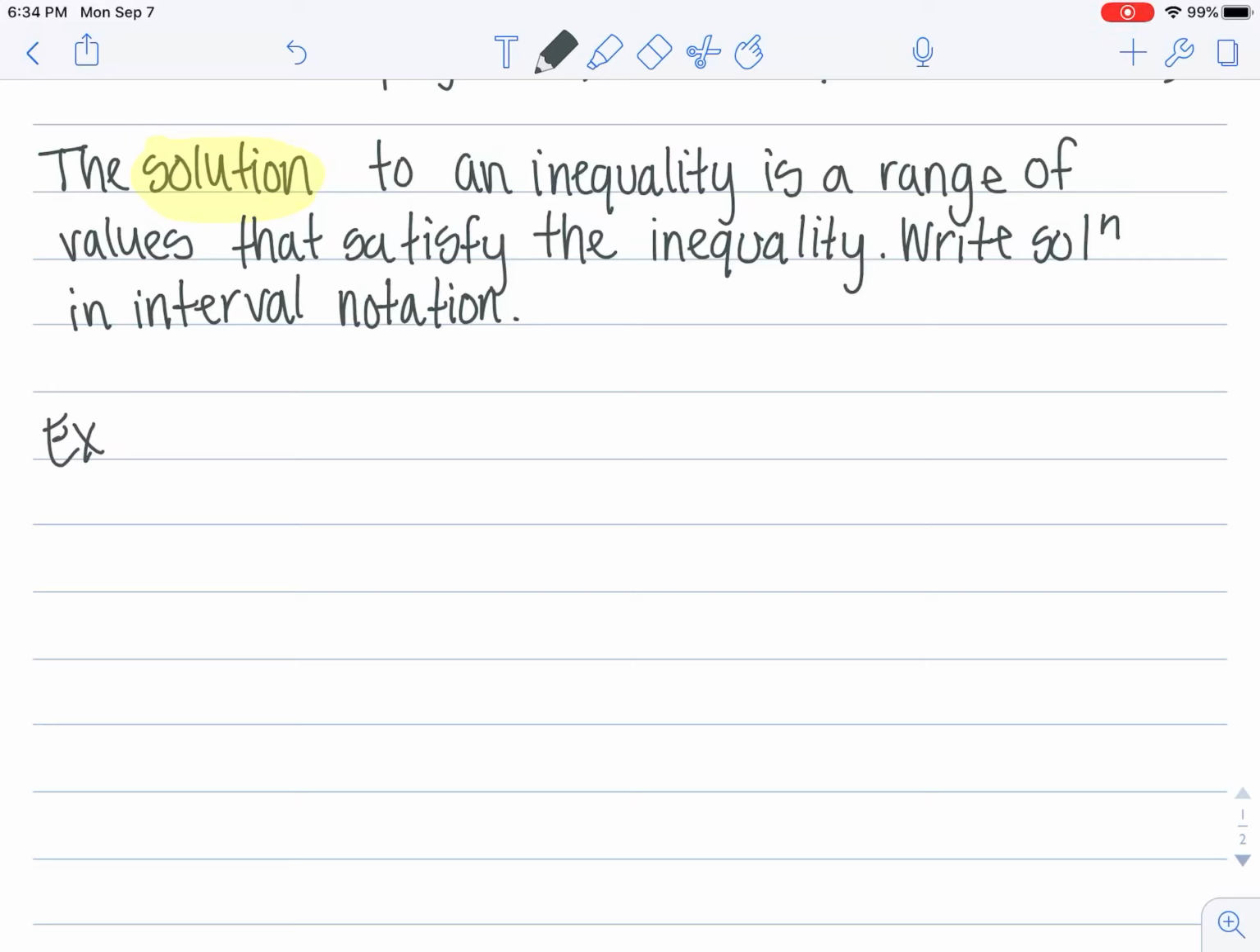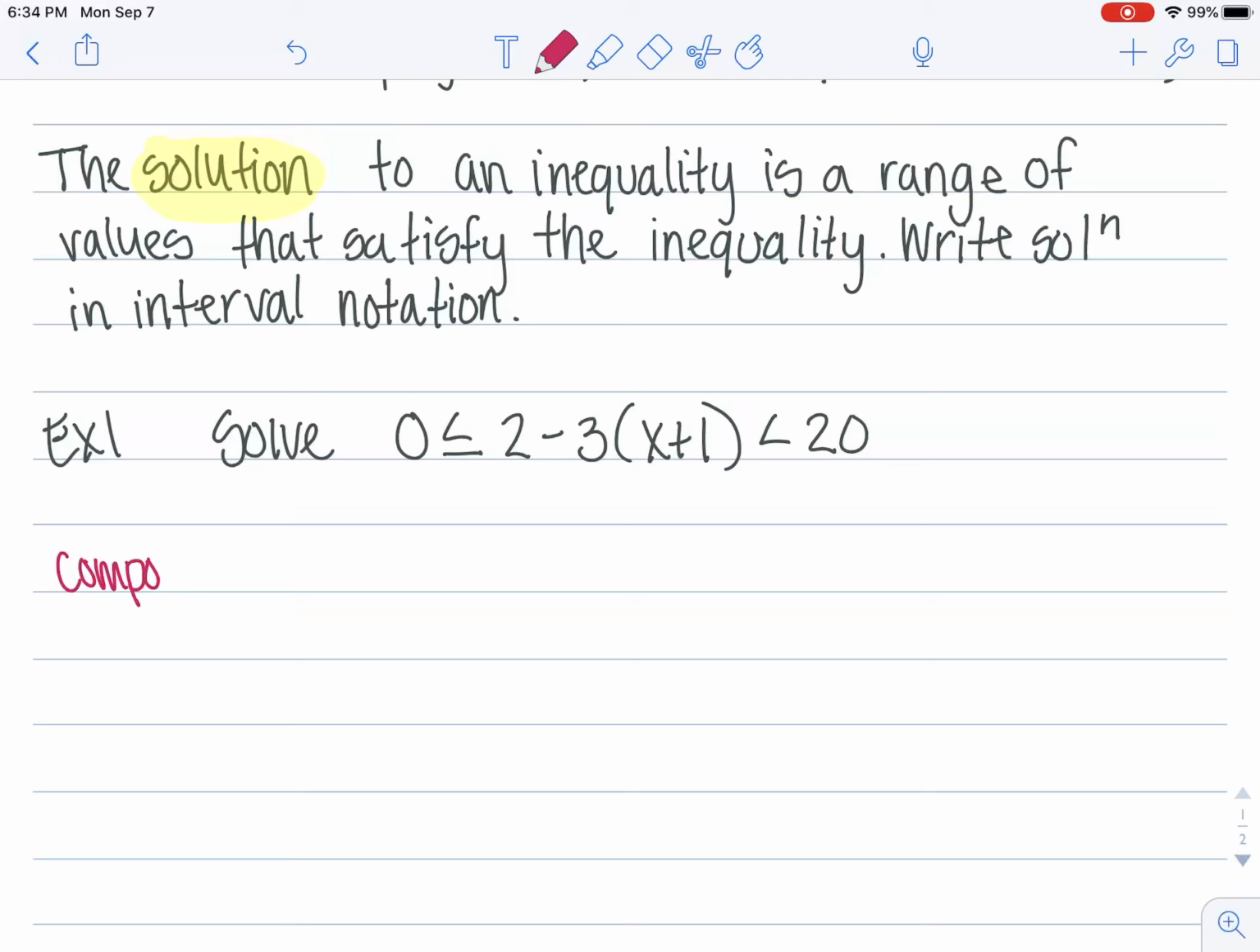So example 1, I'm going to give you an equation, or inequality I should say. So 0 is less than or equal to 2 minus 3 parentheses x plus 1, close it, is less than 20, okay? So this actually has a special name. This is called a compound inequality, and specifically there's two types of compound inequalities. There is the and ors. This is an and statement, okay? I know this is an and statement because it has two inequality symbols, okay? I always think of it like a sandwich in the middle kind of thing. So this is an and.